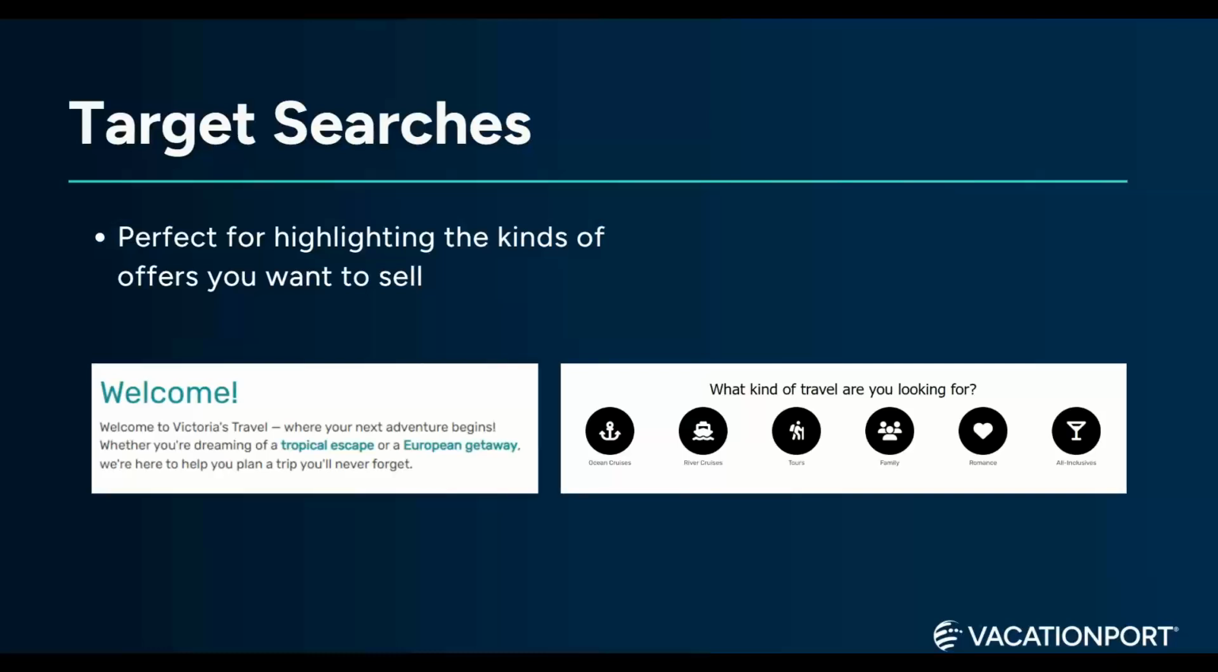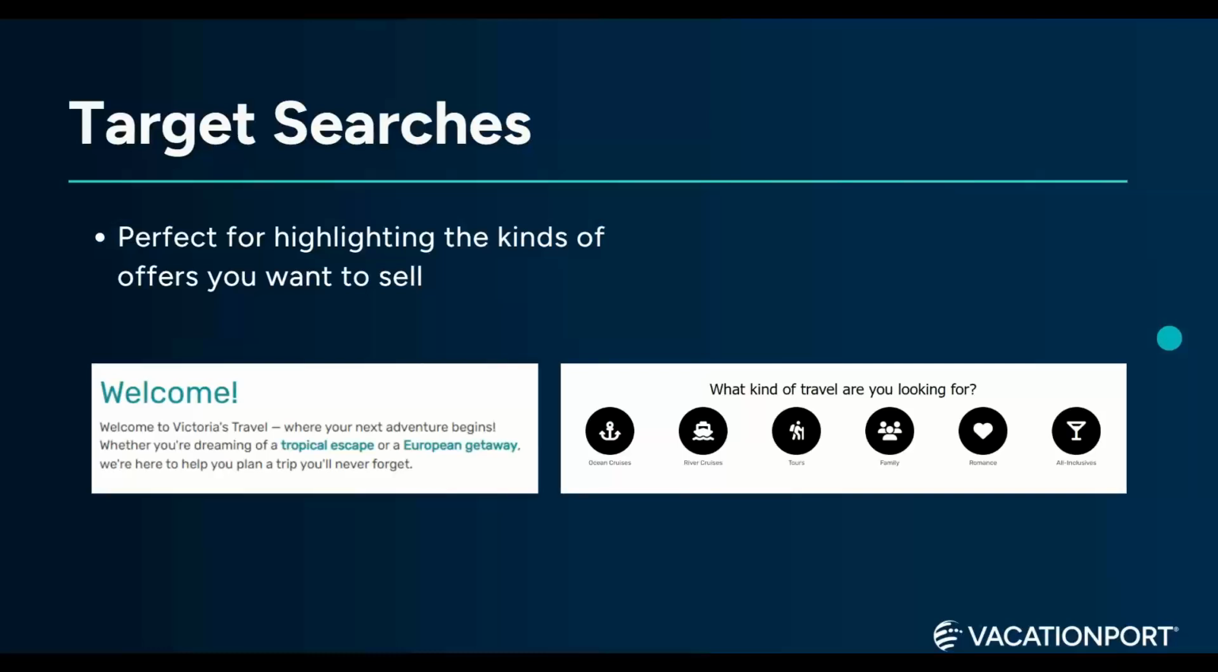So next we have target searches. Target search links are ideal when you want to highlight specific travel types or experiences. So think of things like luxury cruises or all-inclusive resorts. These links show offers based on your target search setup. They're especially useful if you're wanting to emphasize a specialty.